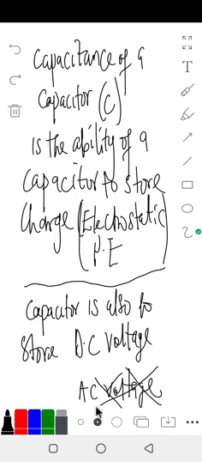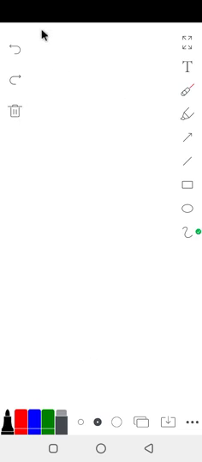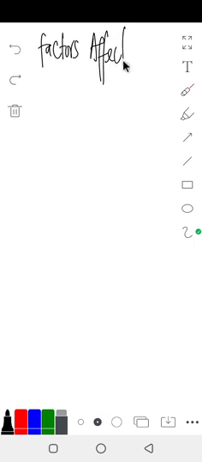It cannot store AC voltage. It can be used to store DC voltage. Take note. A capacitor is also used to store DC voltage. Take note of that. Then let us move to factors affecting capacitance of a capacitor.